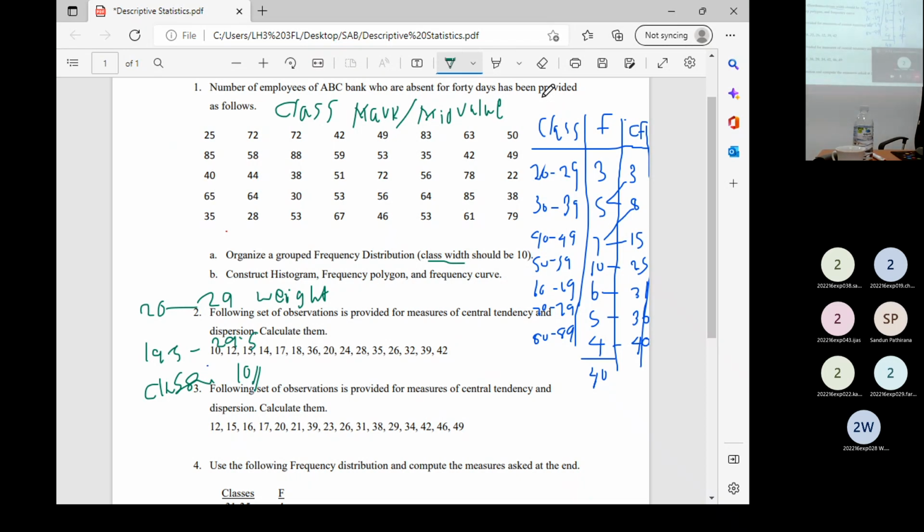Right. Now we write down: the center point value of a class is called class mark. Example 20-29. You can take 20 plus 29 divided by 2. Right, 49 divided by 2 means 24.5.